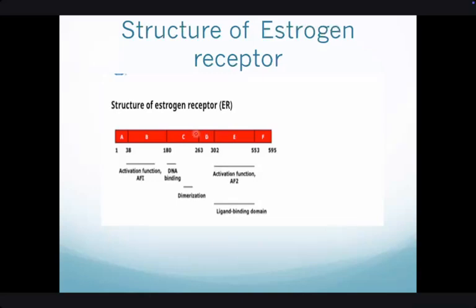The estrogen receptor consists of a DNA binding domain, which is C, which facilitates the estrogen receptor binding to the DNA, which I'll show you in one of the diagrams. On the DNA, it binds to the estrogen response elements, the ERE, and there is a hinge region D, which contains a nuclear localization signal. And this binds estrogen and estrogen analogs. All the receptors function as ligand-modulated nuclear transcription factors.